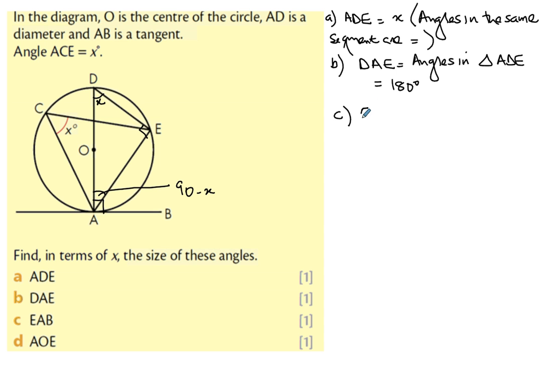EAB. There's a tangent there. So you can see the angle between the tangent and the chord is equal to the angle in the alternate segment. So that's X. And you have to write the whole thing: alternate segment. And then D is AOE.